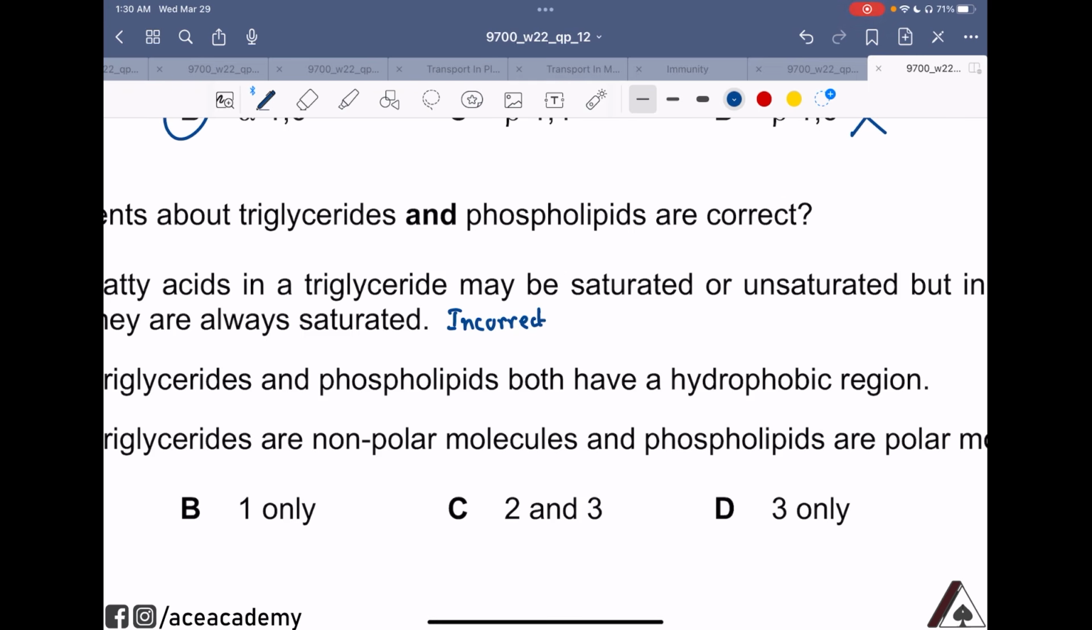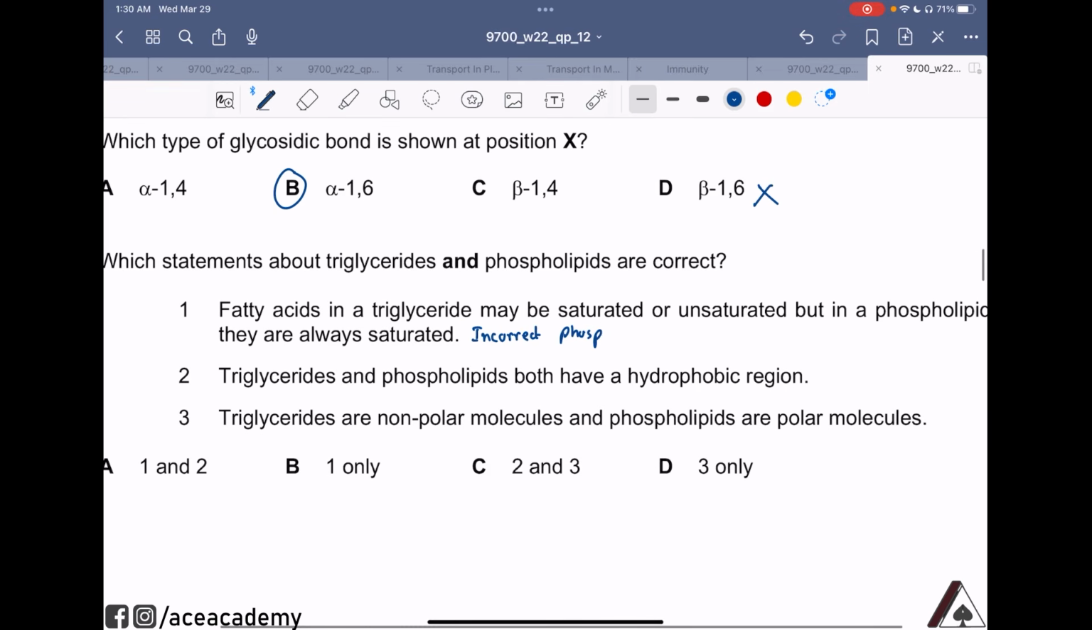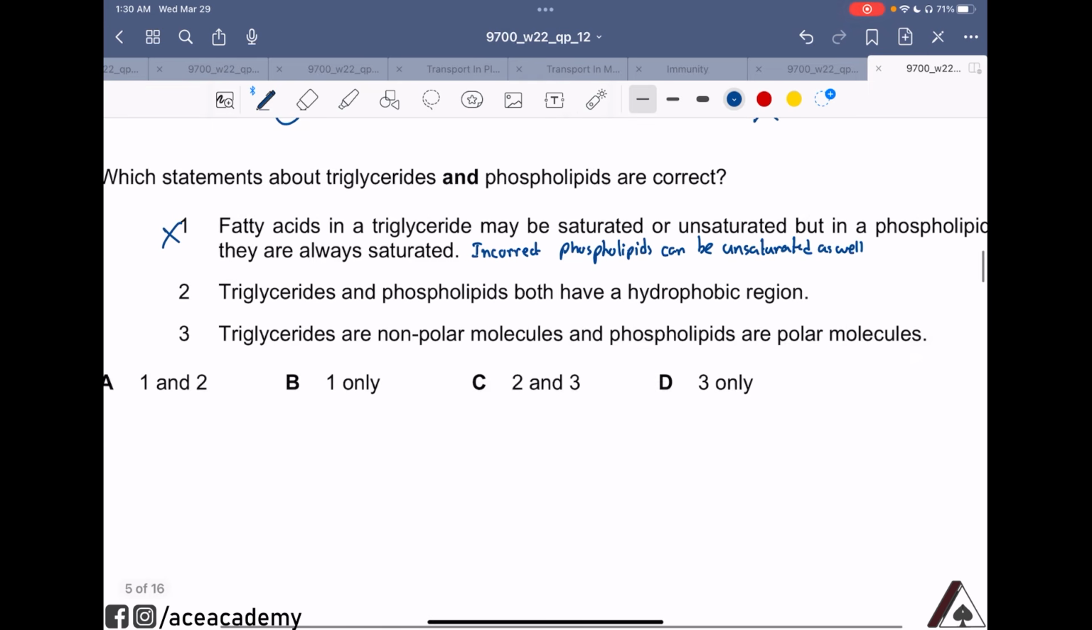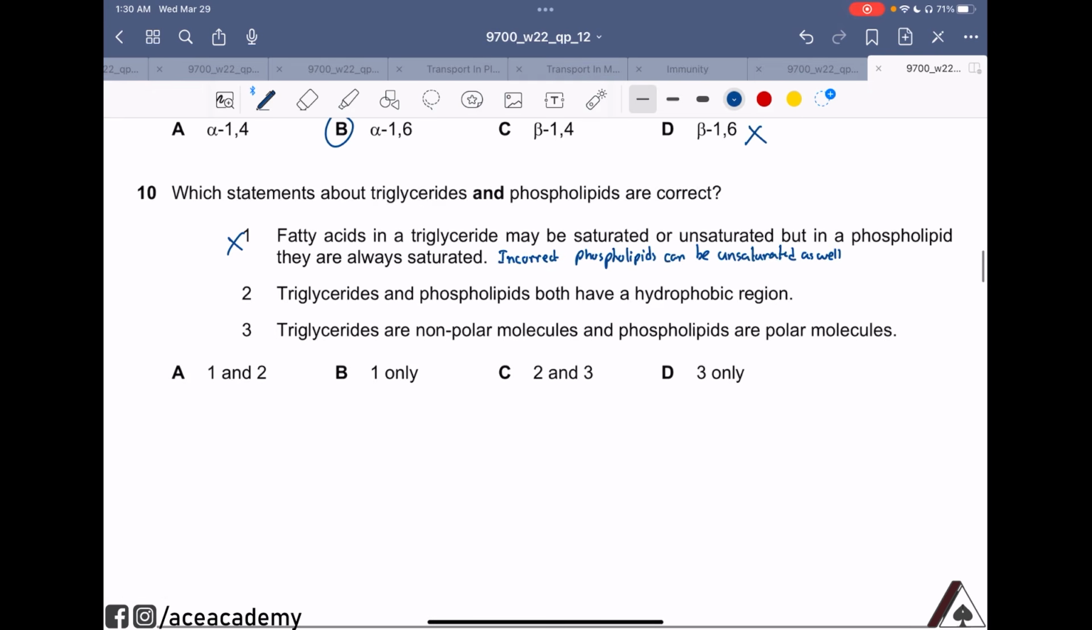because phospholipids can be saturated as well. Unsaturated as well. They might have double bonds in their fatty acids too. So one is wrong. Triglycerides and phospholipids both have a hydrophobic region, which is the fatty acid region. So this is correct.